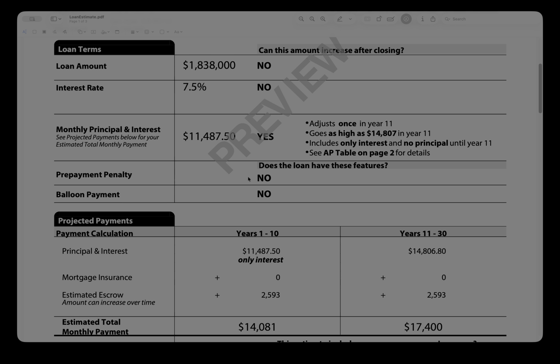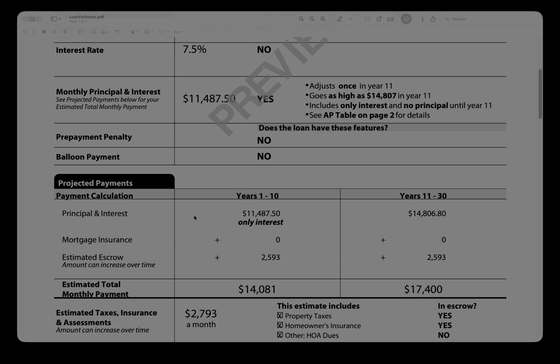A prepayment penalty is a no on this. A balloon payment is a no. I will have separate videos explaining these details: what's a prepayment penalty and what's a balloon.